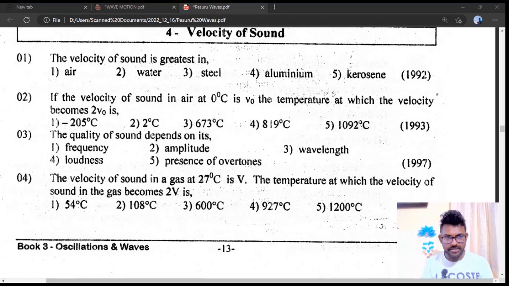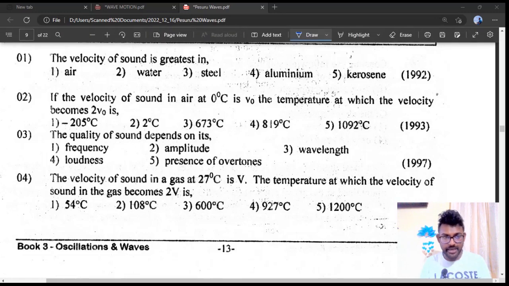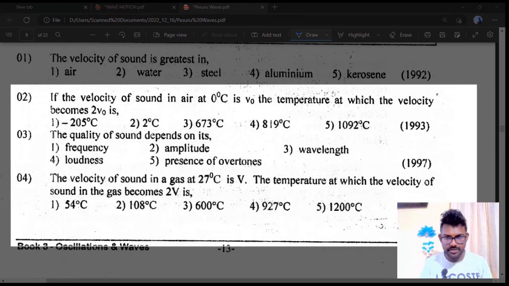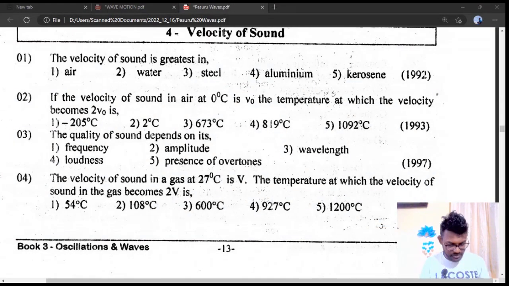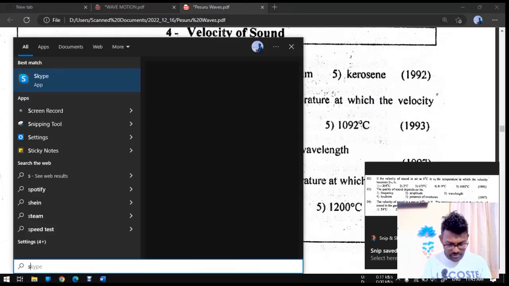All right, so we are trying the second question now. If the velocity of sound in air at 0 degrees Celsius is V0, at what temperature does the velocity become 2V0? Let me grab this one for the whiteboard, and we can do those two questions. Let me take a screenshot and put it in a sketchbook.